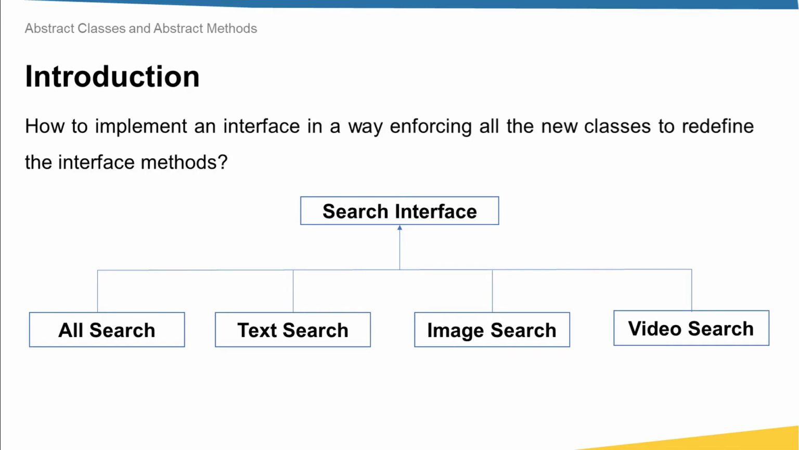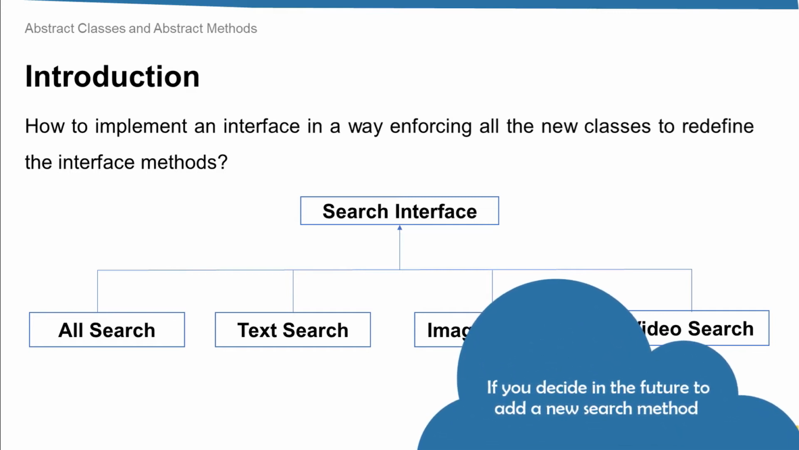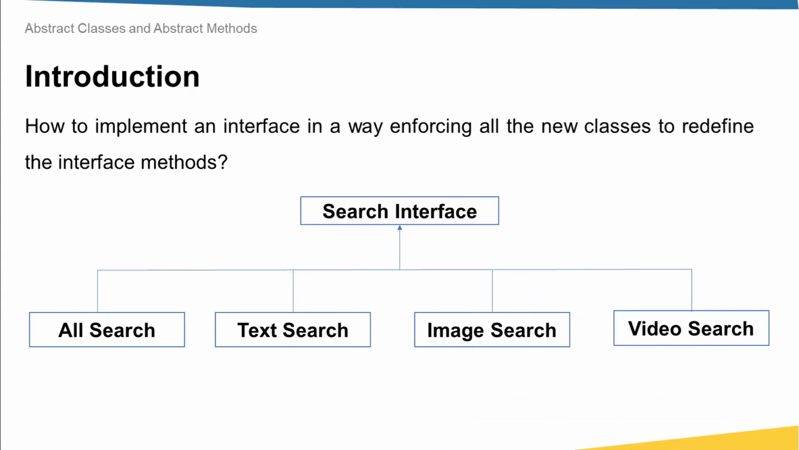So the question now, how to implement an interface in a way enforcing all the new classes to redefine the interface methods? In other words, if you decide in the future to add a new search method, it's clear that it should have the method search. So how to enforce this class to define this method? This is what we will answer in this lecture, so let's get started.